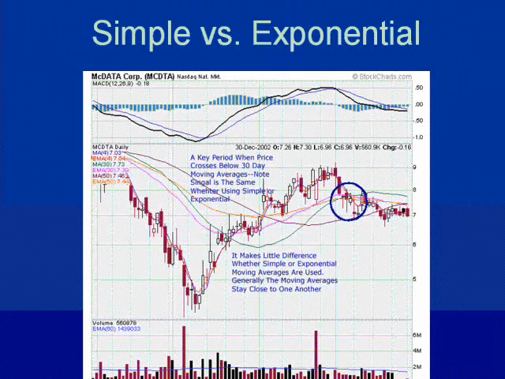Again, they're all going to be dependent upon the stock. Some stocks are going to work better with exponential, some are going to work better with simple. Some are going to work with a 20, a 5, a 10, a 50, or 200. And we're going to talk about all of that as a part of this tutorial. But again, which one is better? It's really going to be a personal preference, and it's really going to be dependent upon the actual stock that you're using to gauge.